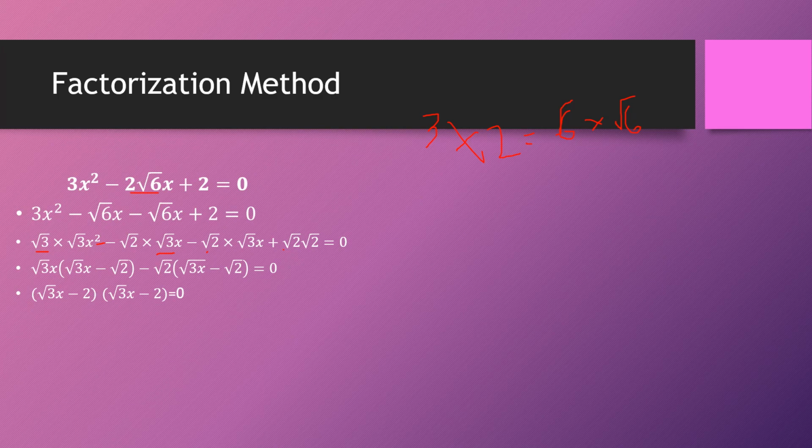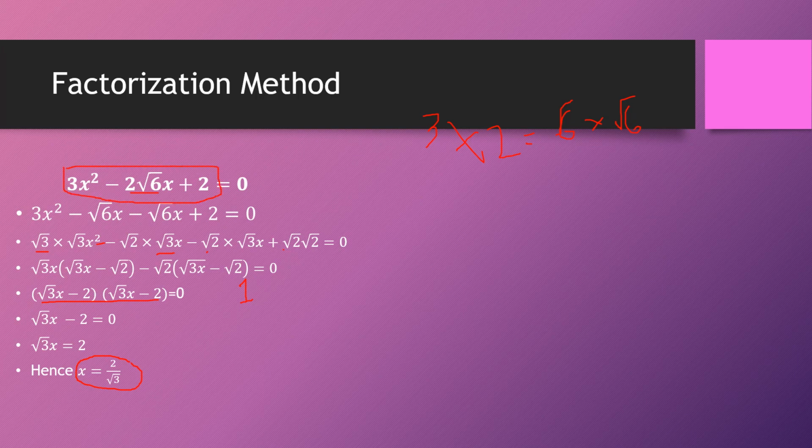Now here you can see that both the brackets are the same. That is, you'll only get one root for the quadratic equation. What will be that? Root 3x minus 2 equal to 0. That is root 3x equals 2, so it becomes 2 by root 3. I got only one root for the quadratic equation. Why? Because this entire part was a perfect square.